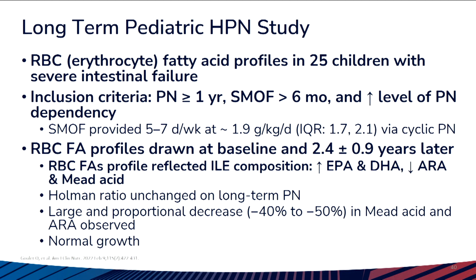And so what they really found was that these fatty acid profiles reflected the composition of the 4-oil lipid emulsion they were getting. The patients had increased EPA and DHA, and decreased ARA and mead acid. This particular ILE has fish oil in it, so you would expect to see increased EPA and DHA levels. The Holman ratio was unchanged, so they didn't have any changes in their TT ratios during this long-term PN period. And they actually observed a decrease in mead acid and ARA over time, and most importantly, all of these pediatric patients had normal growth.